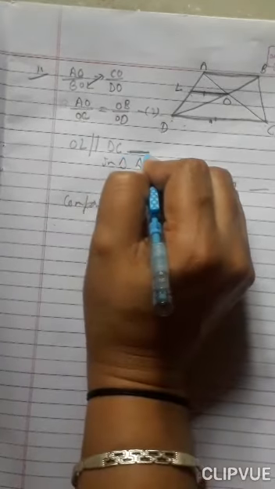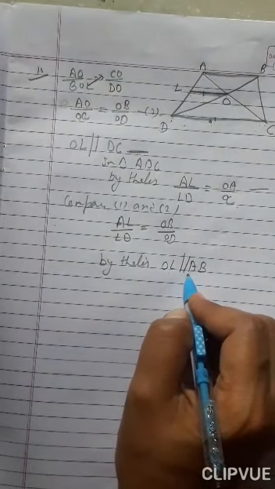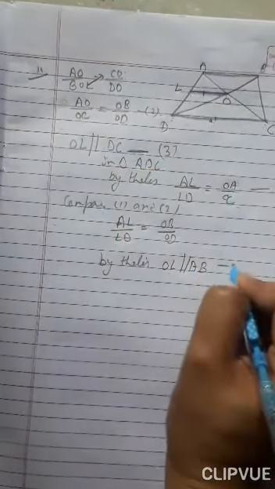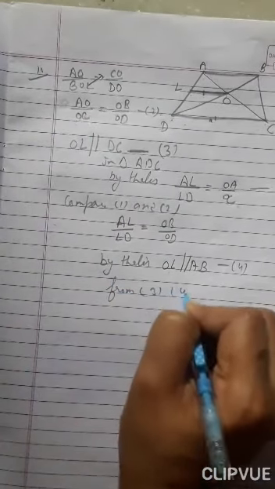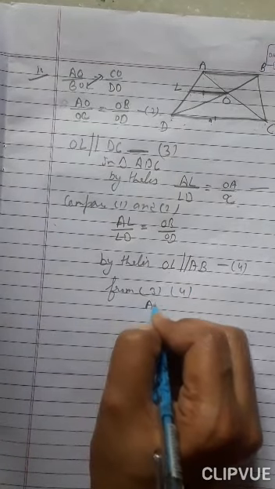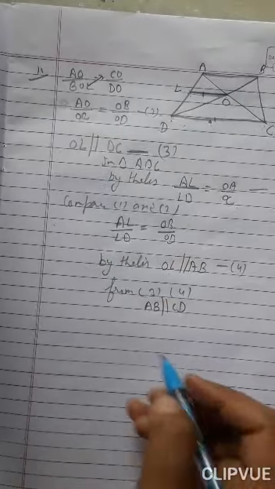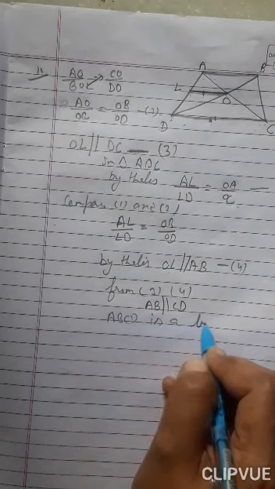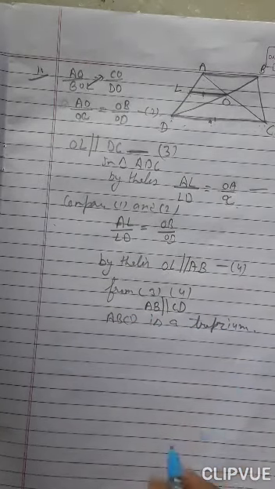So here we have taken OL parallel to DC from our side, and here OL parallel to AB we have proved. So whenever we compare from third and fourth, it becomes AB parallel to CD. So if AB is parallel to CD, we can say ABCD is a trapezium. This one we had to prove.